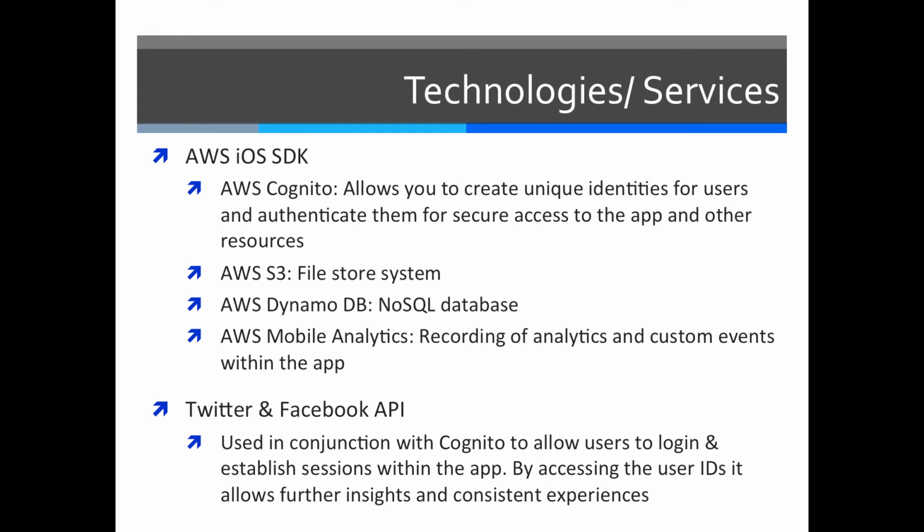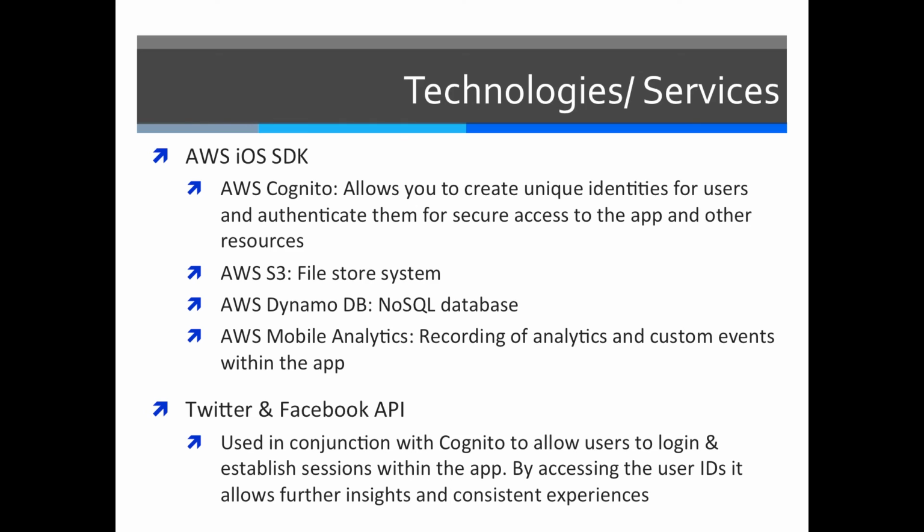There'll be some various technologies that I'll be using on Amazon Web Services, such as AWS Cognito, which allows us to create unique identifiers for users and authenticate them for secure access into the app and other resources. In particular, we'll be using the Twitter and Facebook API in conjunction with Cognito to allow users to log in and establish sessions within the app by accessing the user IDs. It allows further insight and consistent experience from account to account.